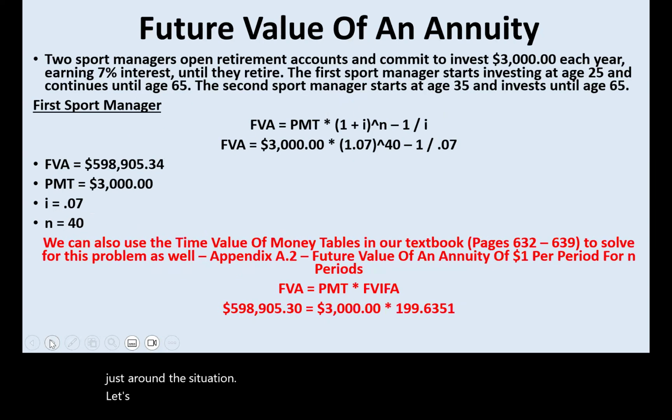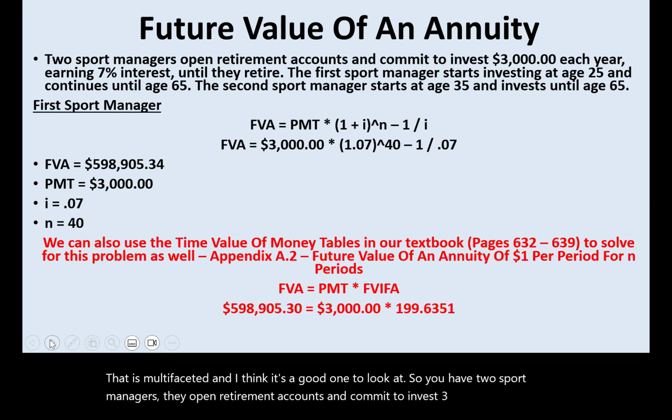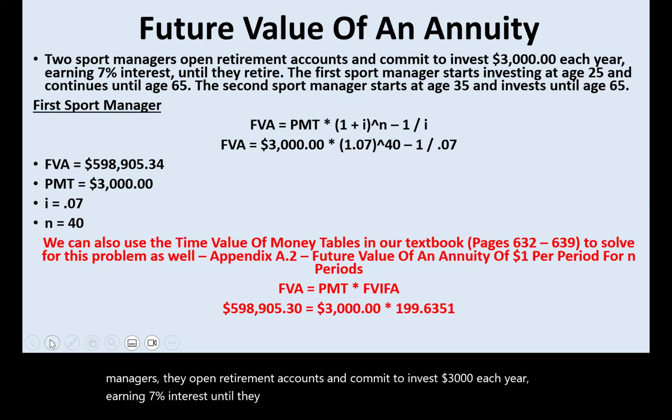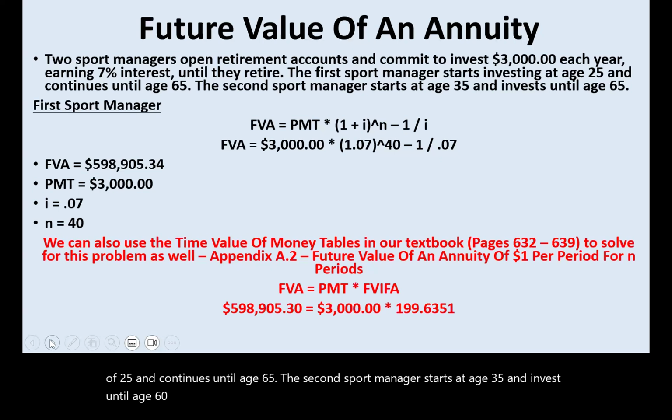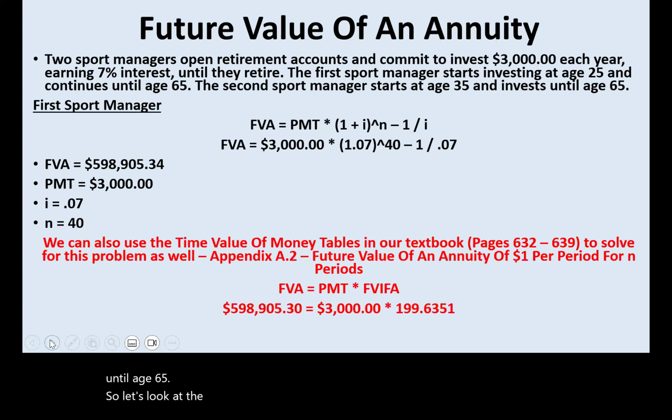Let's look at another example that is multifaceted, and I think it's a good one to look at. So you have two sport managers. They open retirement accounts and commit to invest $3,000 each year, earning 7% interest until they retire. The first sport manager starts investing at age 25 and continues until age 65. The second sport manager starts at age 35 and invests until age 65. So let's look at the first sport manager first.